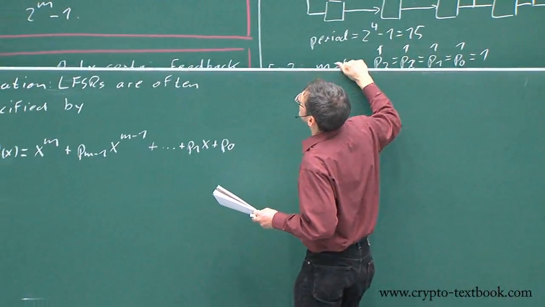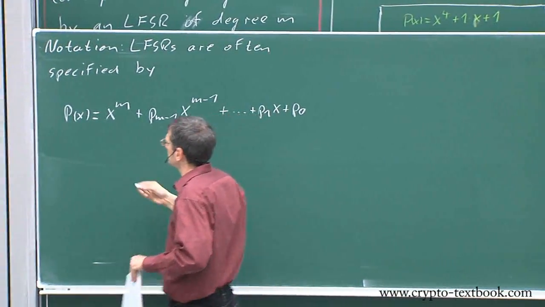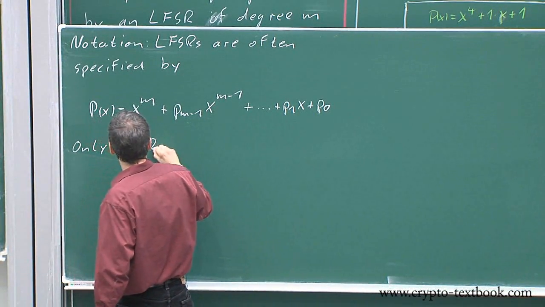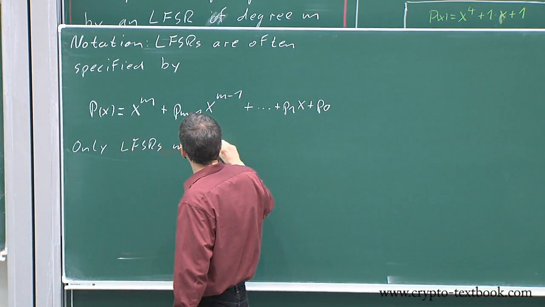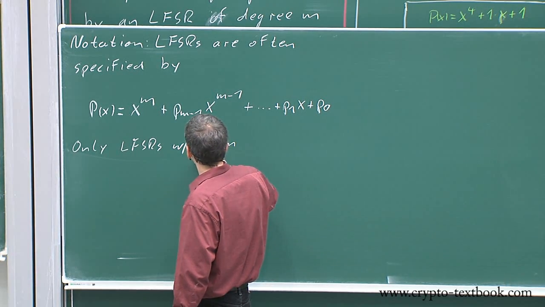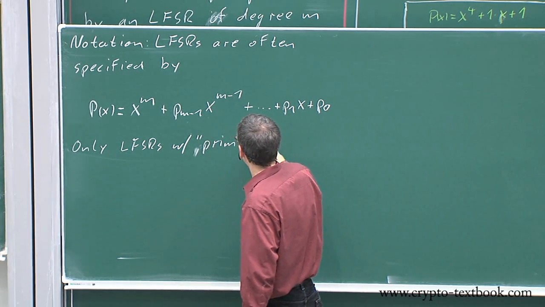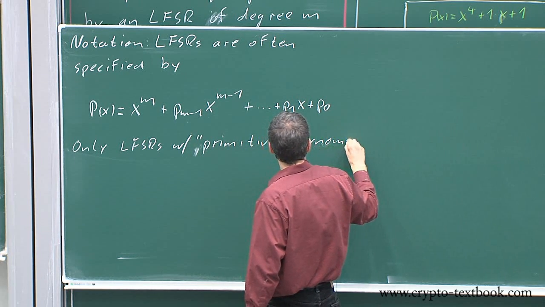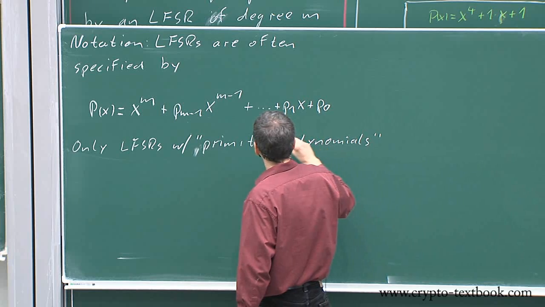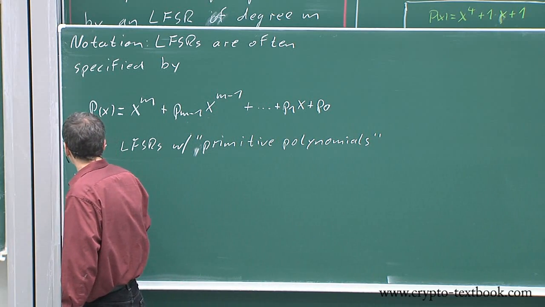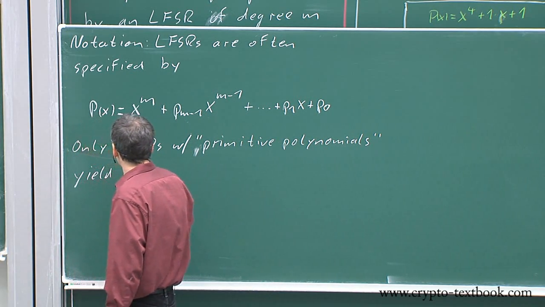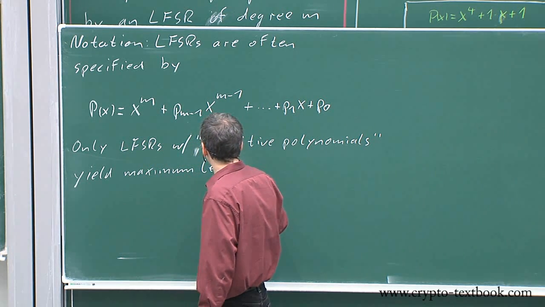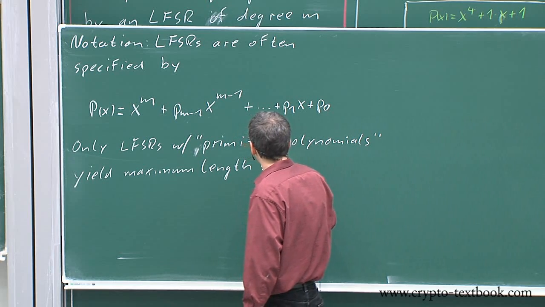But let's maybe write that down as one more statement. Only LFSRs with "primitive" polynomials yield maximum length sequences.